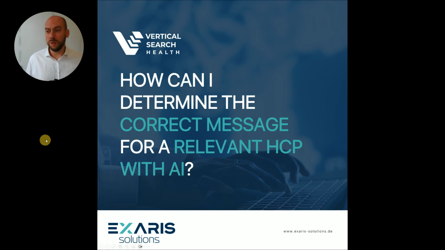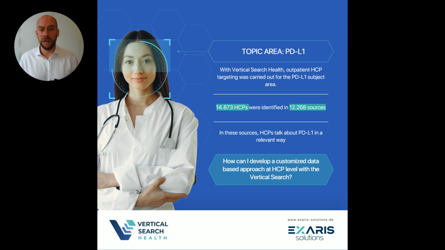The first step we have to do is we need to identify the relevant sources for your HCPs. And this we need to do in a vertical way, meaning in a defined topic area, a defined disease area and a defined indication area. This is very important because otherwise the approach is going to be very generic. So we need a vertical search, vertical AI, which identifies on an HCP level the content where the HCPs are talking in a relevant manner.